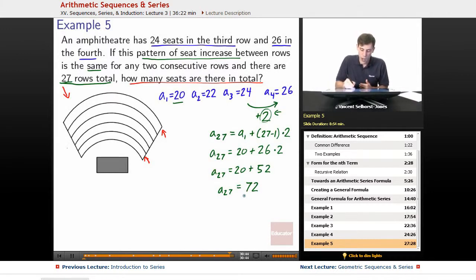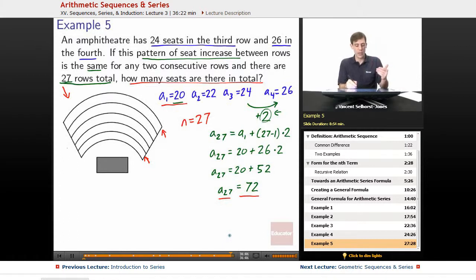So at this point, we've got 72 seats for our final row, 20 seats for our first row. How many total rows are there? Well, if we're going from the first row up into the 27th row, then we can just count 1, 2, 3, 4, counting up to 27. That's easy. That's 27, right?